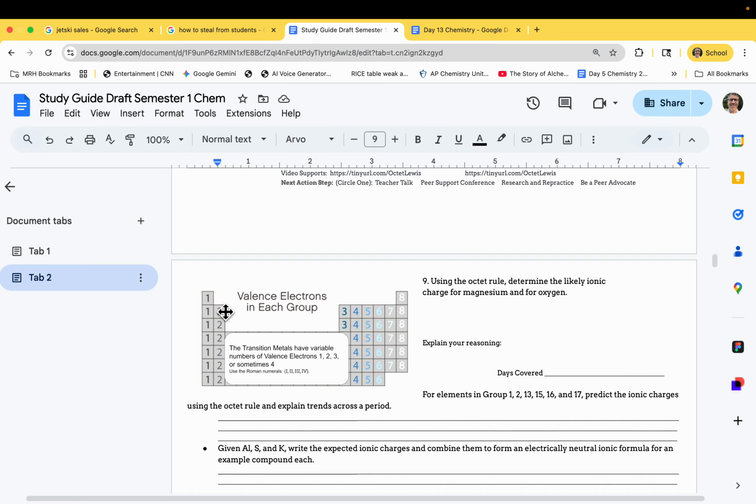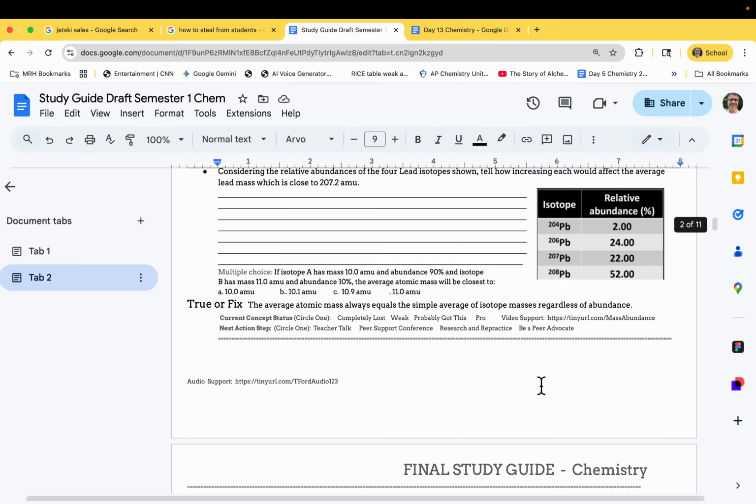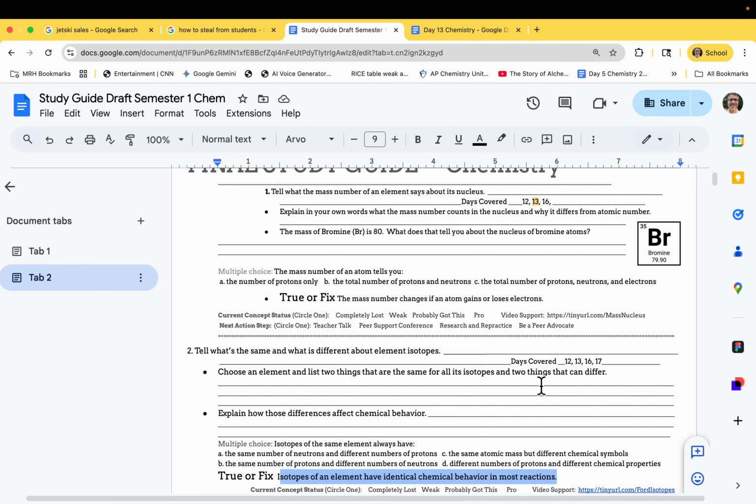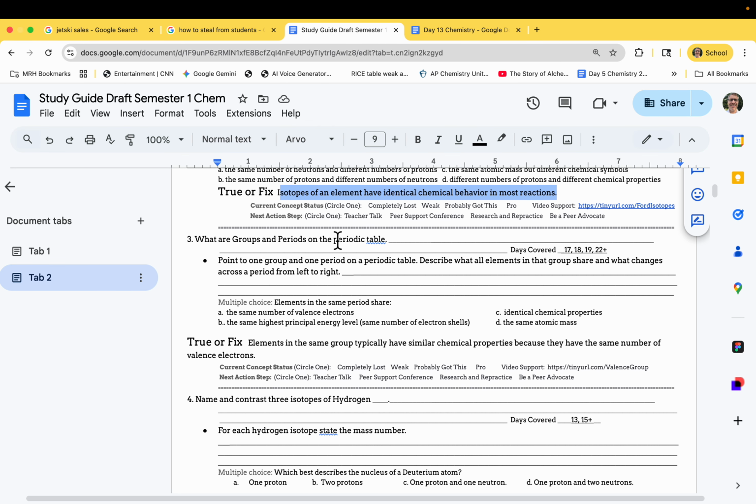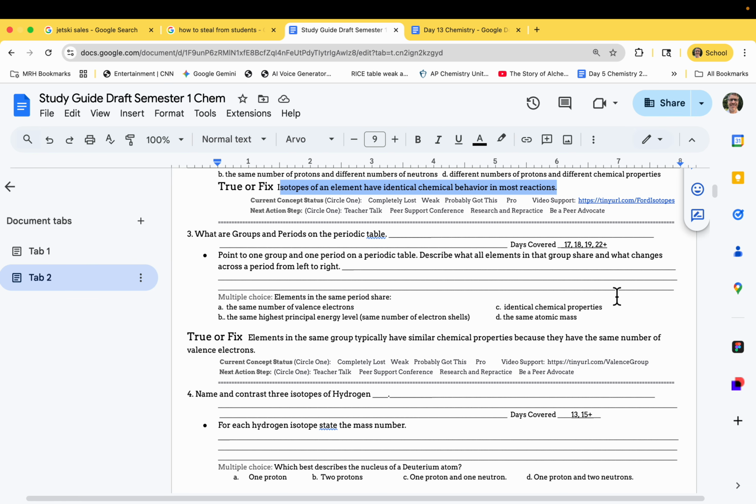So groups are vertical. Periods are the horizontal rows. We don't talk about periods that much, well, because it's not as important as groups. What are groups and periods on the periodic table? Groups are vertical columns. Periods are horizontal rows. You'll find this on day 17, 18, 19, and additionally discussed later on after day 22, and including day 22.